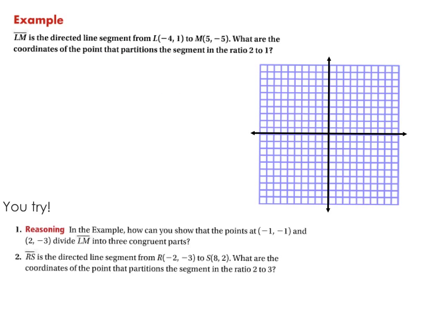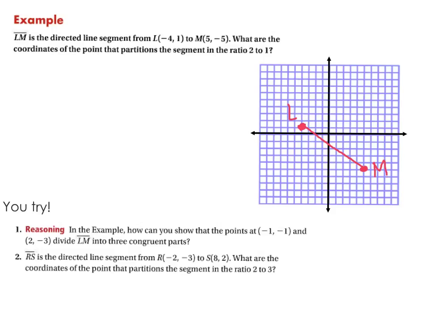Alright, so our first example says that segment LM is a directed line segment from L, which is at coordinates -4, 1, to M at coordinates 5, -5. So let's go ahead and take a moment and plot those. Alright, so now after plotting L and M, I drew a line segment to make the segment LM. Our question says, what are the coordinates of the point that partitions, that divides or separates, the segment in the ratio 2:1? Alright, so the first thing we're going to want to do is find the slope.